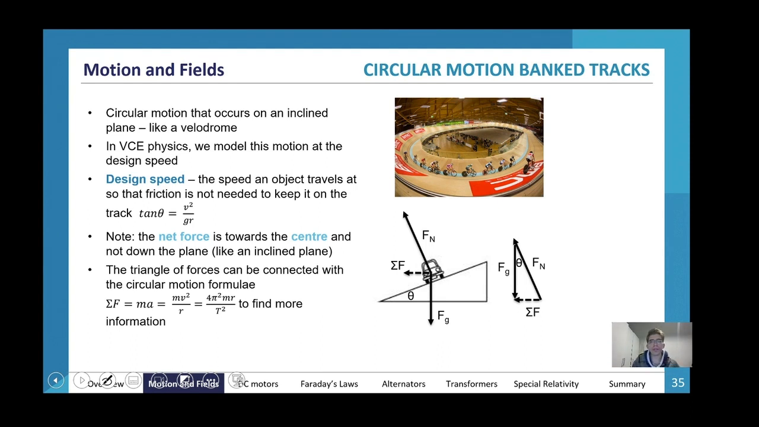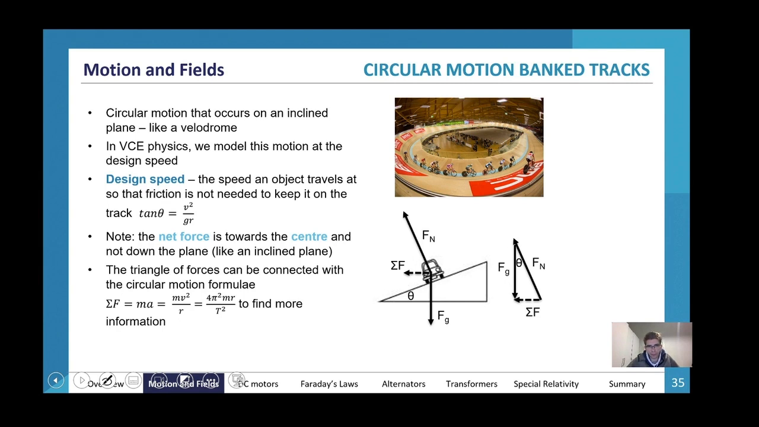Now let's think about circular motion and banked tracks a bit more. Circular motion that occurs on an inclined plane, like a velodrome, is circular motion that is occurring on a banked track. Now, the object is traveling at the design speed, which is the speed an object travels at so that friction is not needed to keep the object on track.